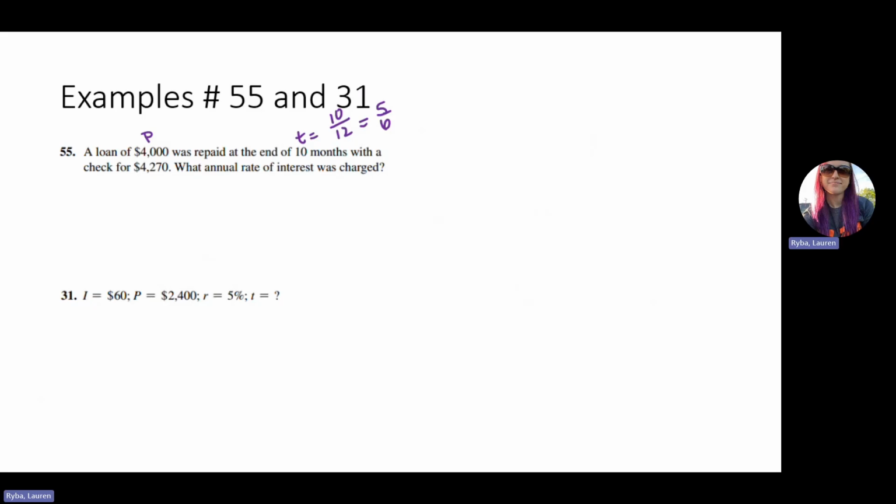And I'm given my entire repayment. So if I repaid a total of $4,270 on a $4,000 loan, how much was the interest? $270. It's the excess above the loan amount. So total repayment equals principal plus interest. So then I could just subtract principal to find the interest. So interest 270 equals 4,000 times R. We don't know R, and T is 5/6.